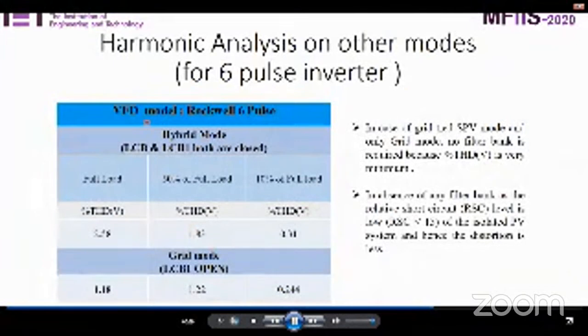This table shows the harmonic analysis for the Rockwell 6 pulse inverter case, for hybrid mode, and here it shows the grid mode. At hybrid mode, the full load THDV is 2.58% and at grid mode it is 1.18%. In both modes, the percentage THDV is very low. For this reason, we don't need any type of filter.